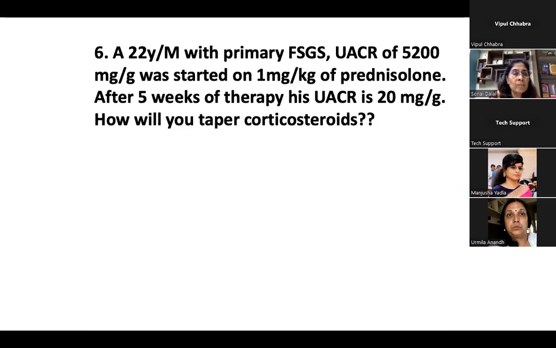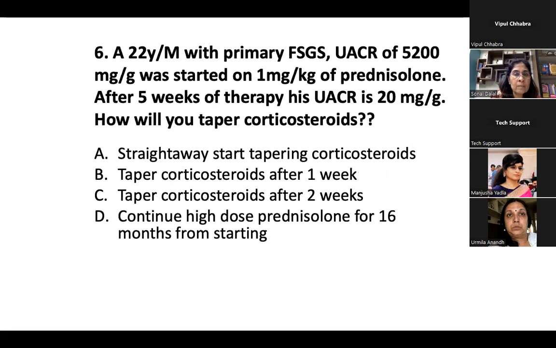Question number 6. A 22-year-old male with primary FSGS and urinary albumin creatinine ratio of 5,200 milligrams per gram was started on 1 milligram per kg of prednisolone. After 5 weeks of therapy, his UACR is 20 milligrams per gram. So how will you taper steroid now once the patient is in remission? Option A, straight away start tapering corticosteroid. Option B, taper corticosteroid after 1 week. Option C, taper after 2 weeks. And option D, continue high dose prednisolone for 16 months from starting. Your time starts now.